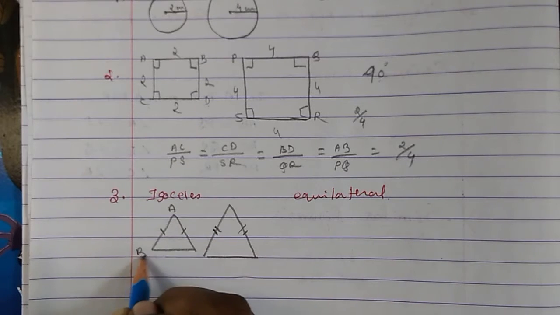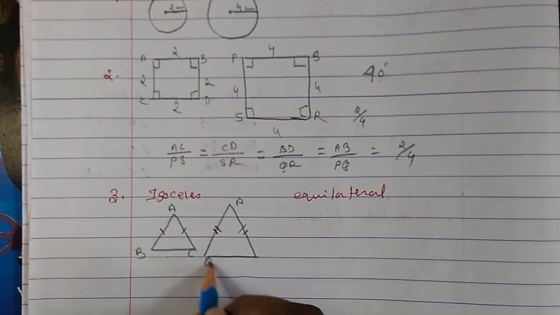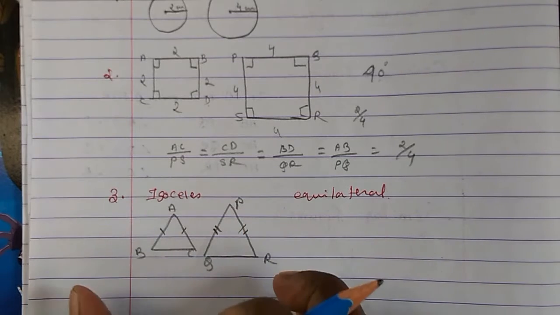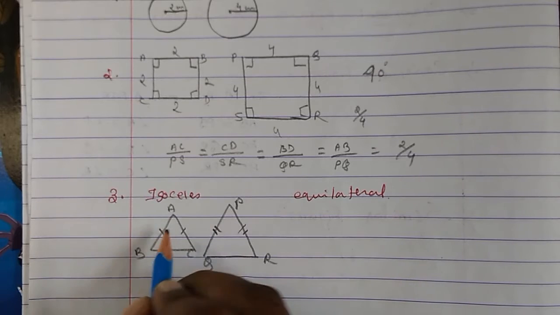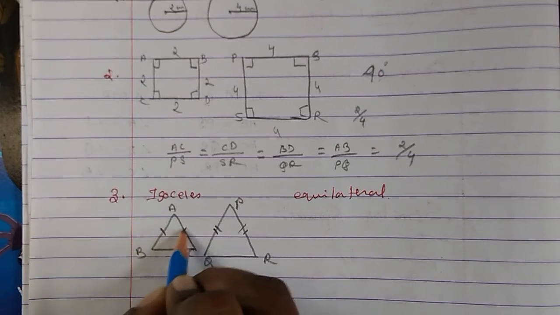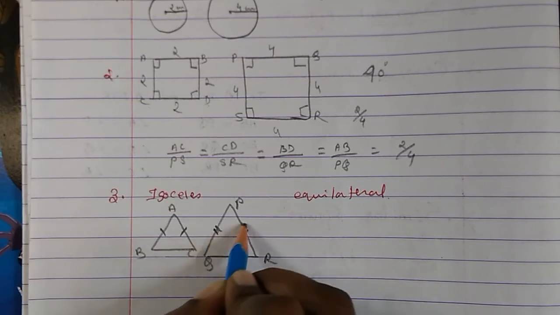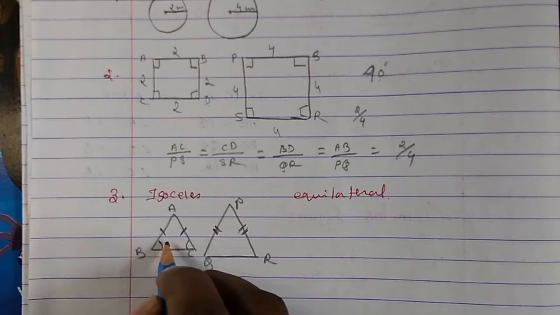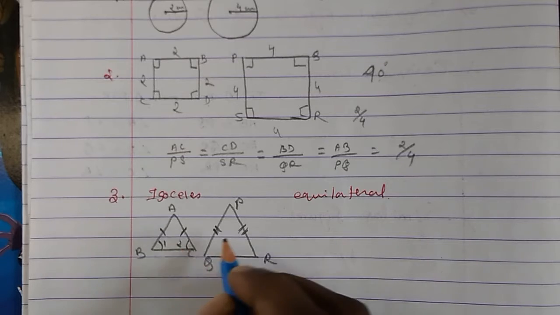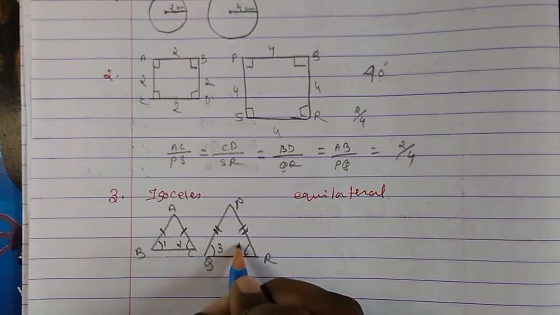Let me consider ABC. This is PQR. Isosceles triangles both look the same, but if you see the sides, this side will be equal to this side, and this side will be equal to this side. If sides are equal, then angles will be equal. This is angle 1, this is angle 2. Let's consider this is angle 3, this is angle 4.